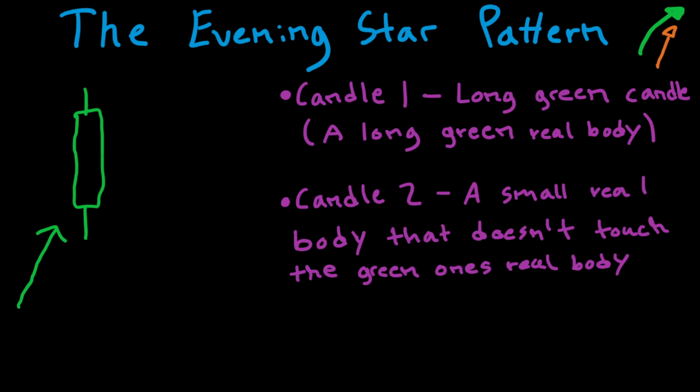Candle 2 has a small real body. So this big part of the candle has to be small, maybe looking something like this. And the small real body doesn't touch the green one's real body. So we need some space in between the green and red candle here. It might look something like this. As you can see, we have some space in between. And that is important.